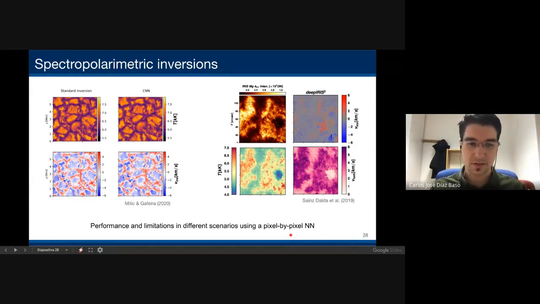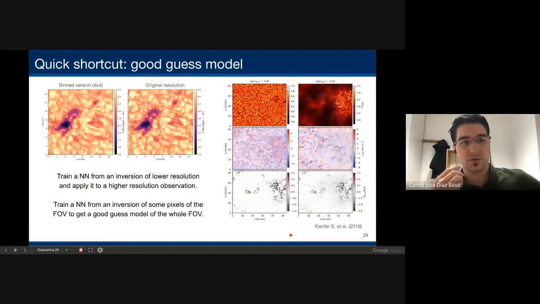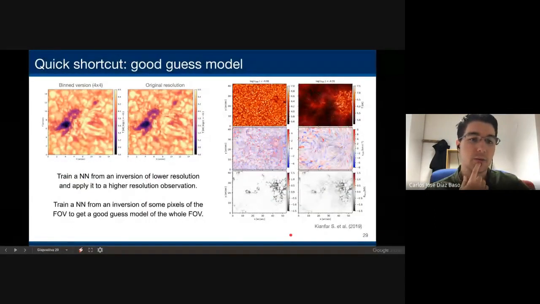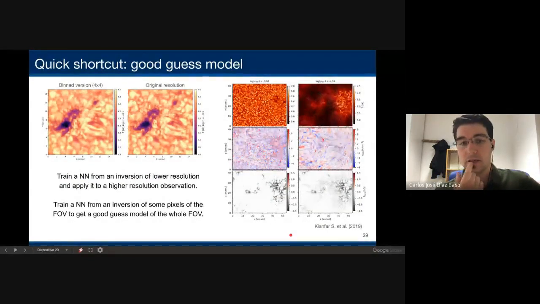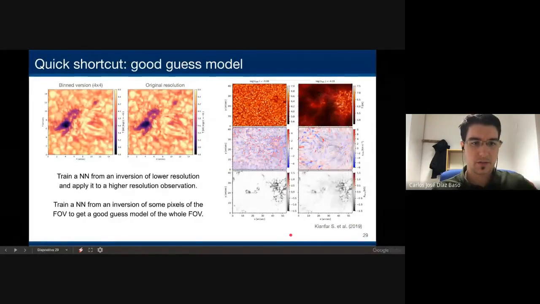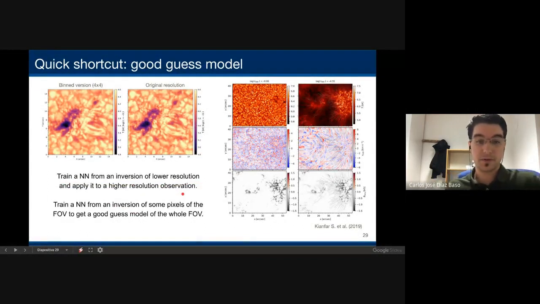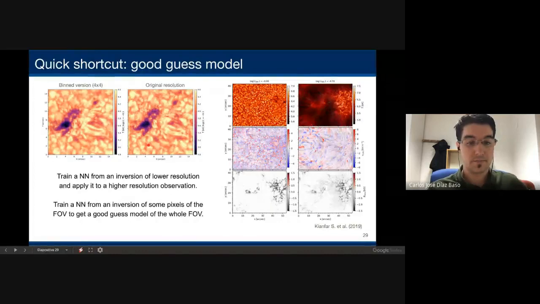learning how to map this nonlinear relation between Stokes profiles and physical quantities. One can also use a neural network as a quick shortcut in case we only want to have a good guess model. For example, one can train a neural network for an inversion of a lower resolution and apply it to a higher resolution observation, like the one I showed you in the first part, because at the end, one has included all the variety that we will find in the high resolution observation.